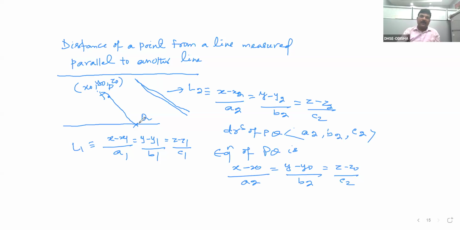So now we have to find the coordinates of point Q. The point Q is the point of intersection of PQ and line L1. Solving these two equations, we will get the coordinates of Q. Then to find the distance, we use the distance formula for PQ. Okay. This is the method to find the distance of a point from a line measured parallel to another line.